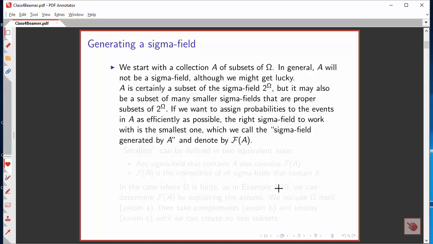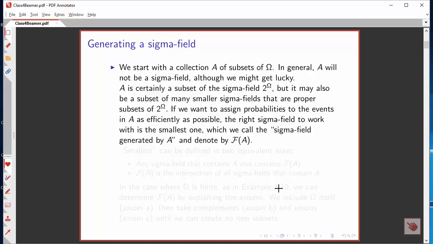So let's think about how we might try to generate a sigma field in general. We start with a collection of events, a collection of subsets of the sample space to which we'd like to assign probabilities. We could luck out and discover that this collection is a sigma field, but in general we won't be that lucky. We might find out, for example, that we've included a set but have neglected to include its complement, or that we've included two sets but neglected to include their union.